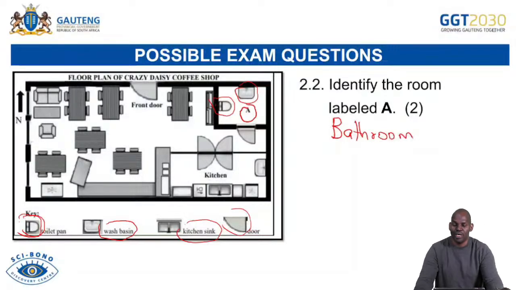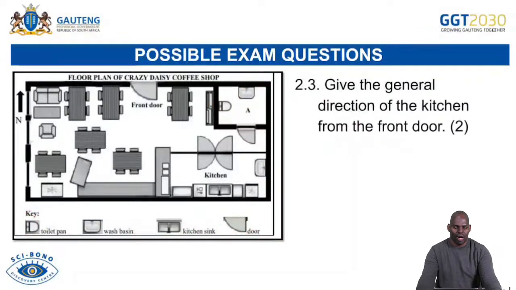Okay, this can only be a bathroom. Right, and then we've got, again, the next question. Give the general direction of the kitchen from the front door.